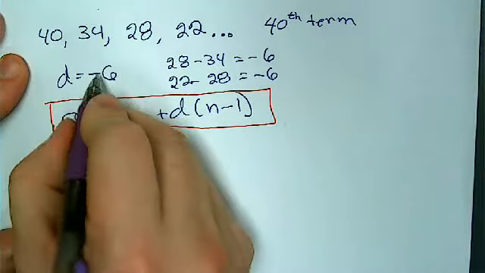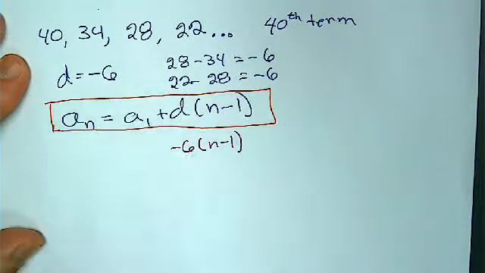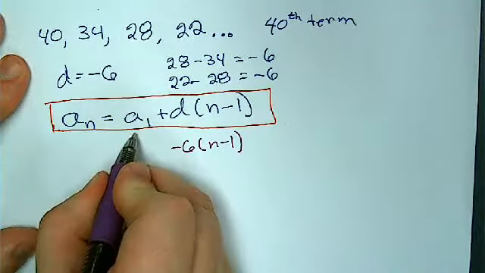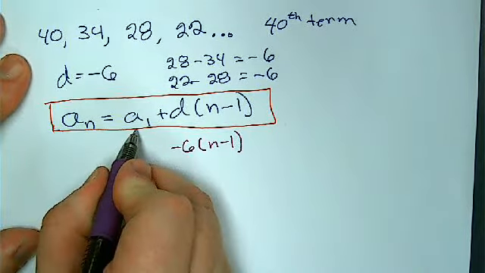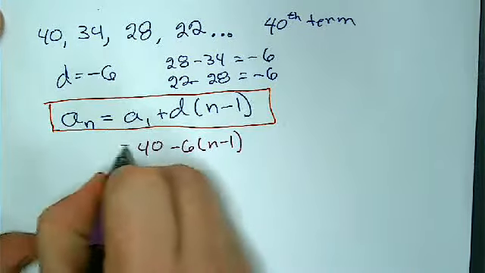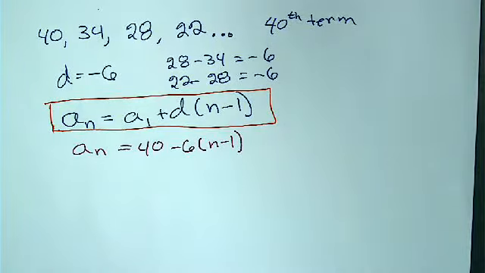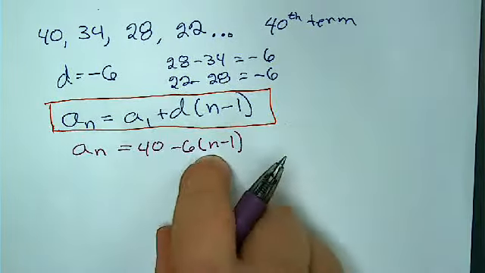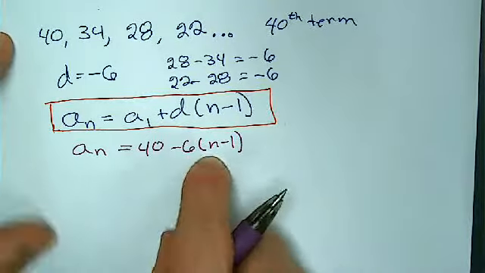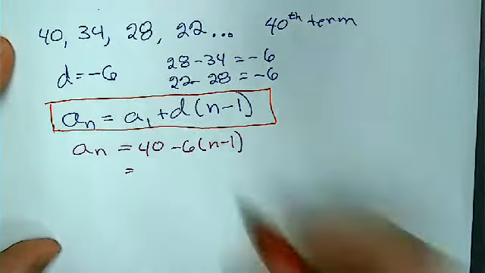Now let's plug in what I know. I know the common difference is negative 6, and my first term in the sequence is 40. Okay. There's 40. That will then kick out whichever term I need. And then in addition to what we practiced on Friday, we need to simplify this expression in order to make it a little easier to work with later. So my first step is going to be to distribute.